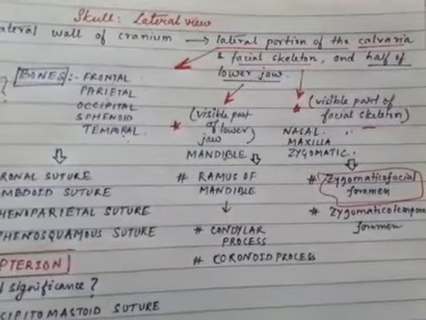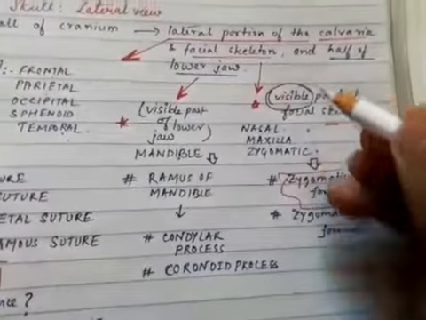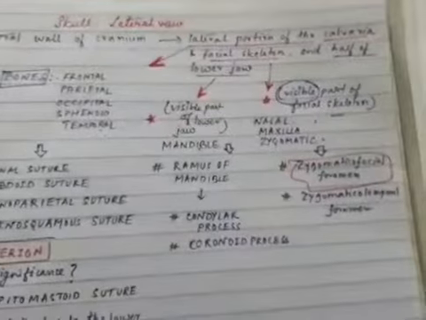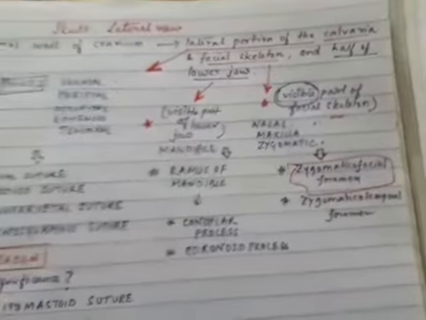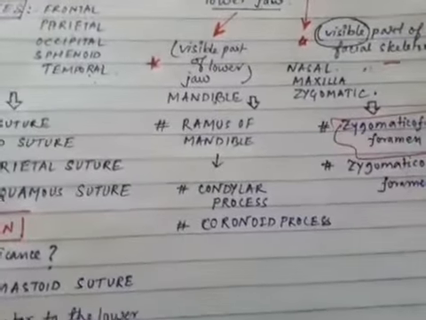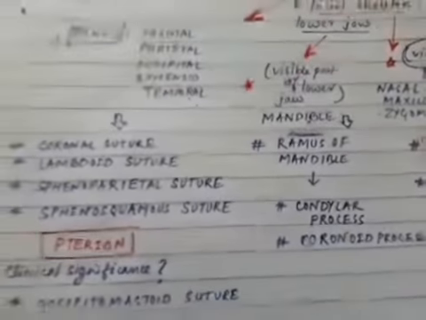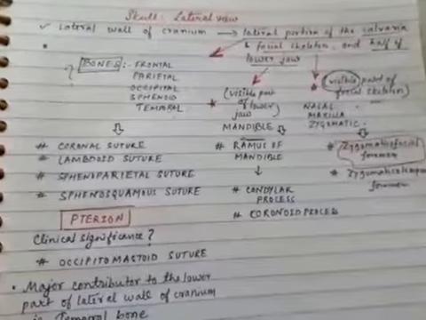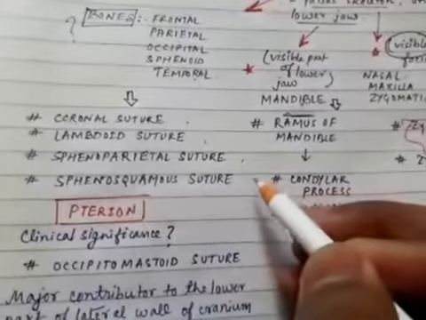The bones that form the visible part of facial skeleton. Note here, the visible part, not that part that is not visible, because it is a 3D structure. Some parts of bone may not be visible in the lateral aspect. So whichever is the visible part of the facial skeleton here, it includes the nasal, maxilla and zygomatic bones. And mandible forms the visible part of lower jaw. Regarding the lateral portion of calvaria, there are some important points that I have written here. These are the coronal suture, lambdoid suture, sphenoparietal suture, sphenosquamous suture.